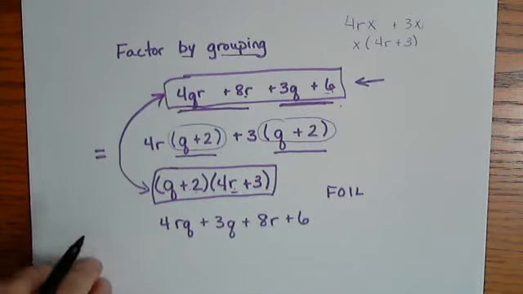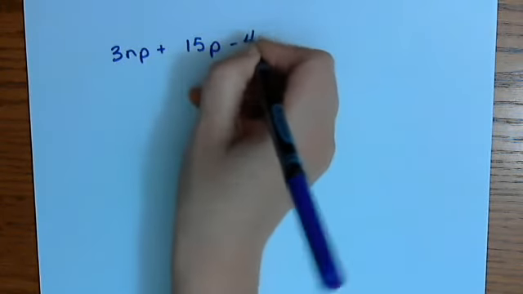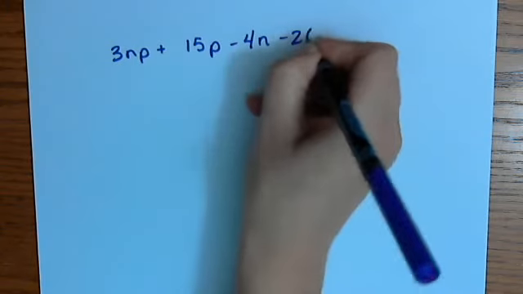Let's try another one. I want you to do letter 2b from your text on page 477. Pause the video, and I will do it as soon as you come back after you've made your attempt. So we have 3np plus 15p minus 4n minus 20.